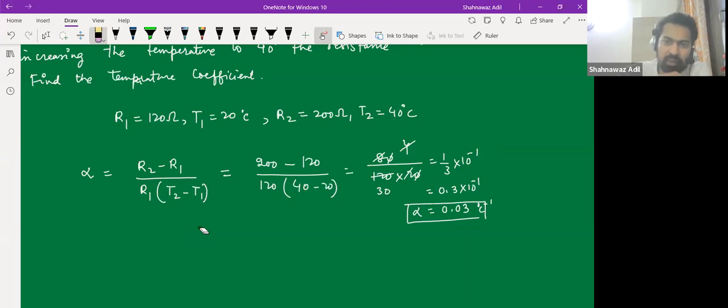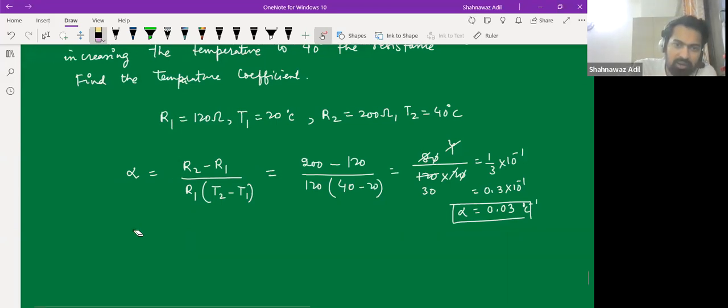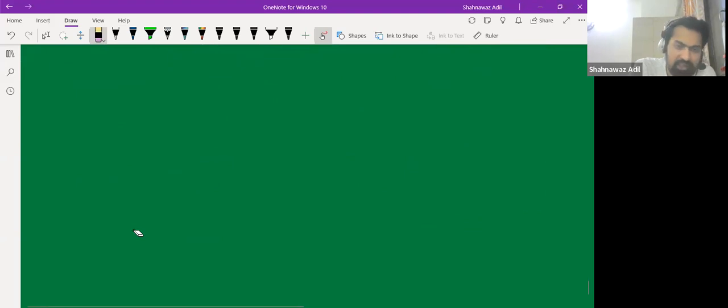Yes, I noted down. Okay, so now the next question is: let's see what happens when you join two different materials of wire. What will happen to the temperature difference? Okay, this is the question. So let's say you have two wires.